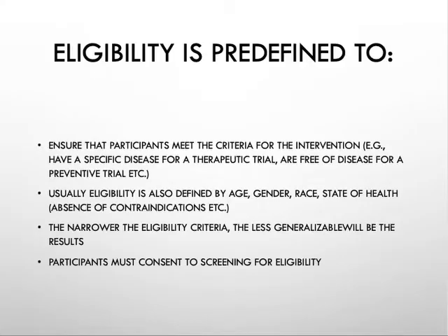So for eligibility, eligibility is predefined to ensure that participants meet the criteria for the intervention. For example, they have a specific disease for a therapeutic trial, are free of disease for a preventative trial, etc. Usually eligibility is also defined by age, gender, race, state of health, etc. The narrower the eligibility criteria, the less generalizable will be the results, and participants must consent to screening for eligibility.